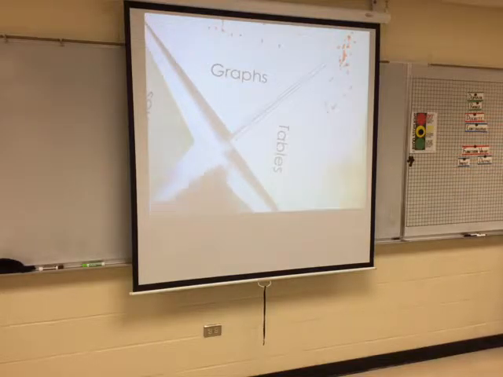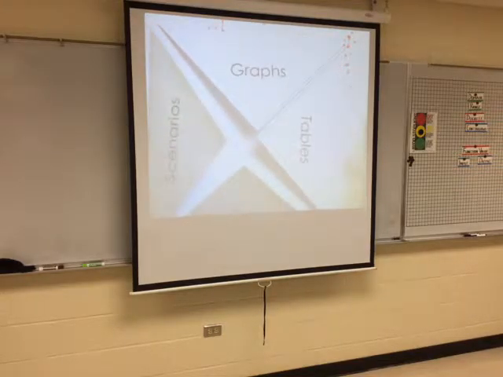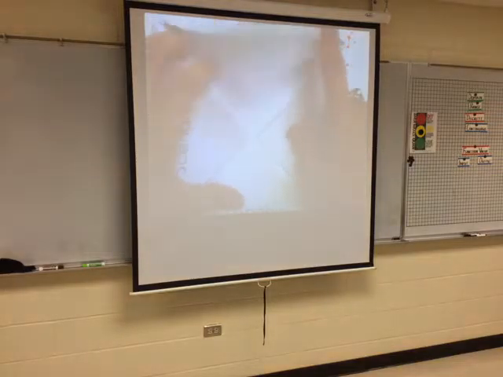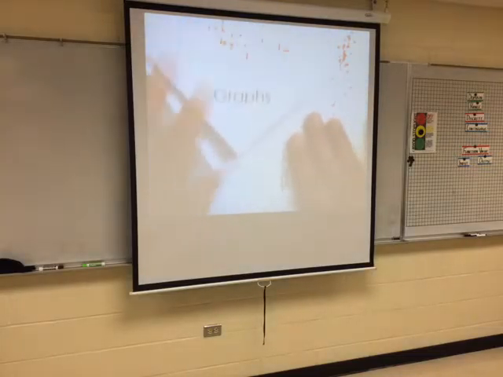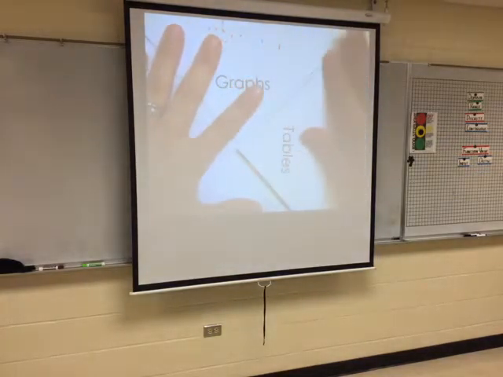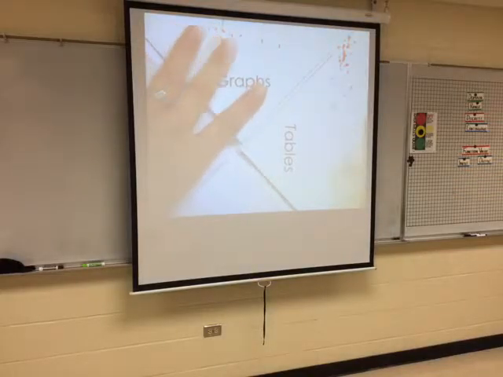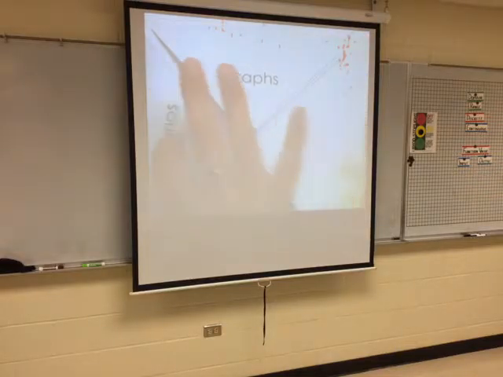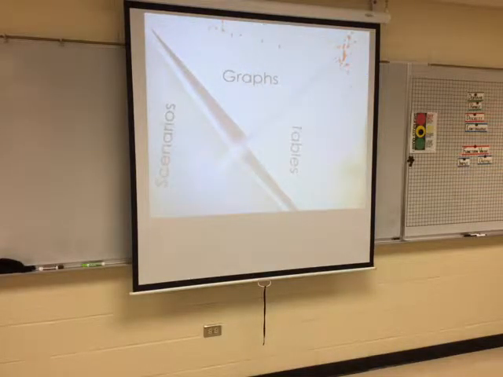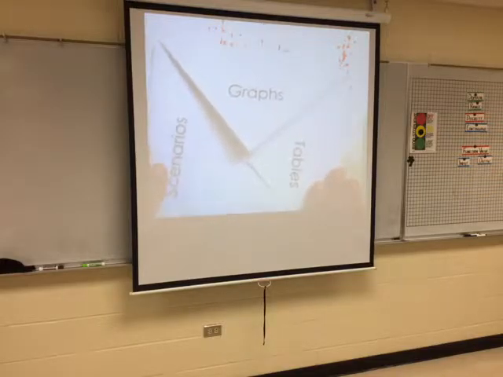Alright, so on your foldable, we folded in each corner so that we have a graphs corner, a tables corner, an equations corner, and a scenarios corner. So what we're going to do today is write down a couple of notes on how we can identify a linear function from each of these four descriptions. I'm going to start with graphs.